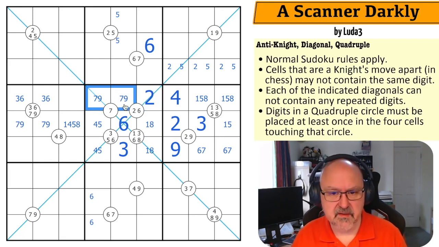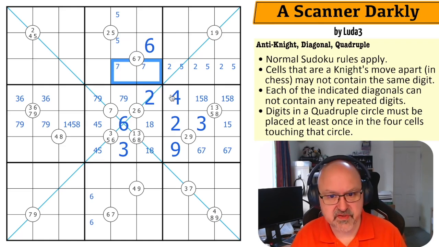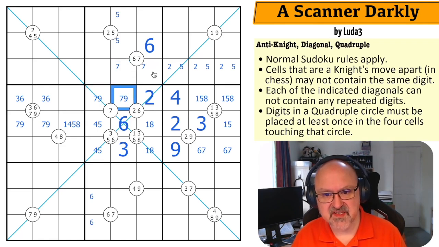Right. So 7 can't be there, because 7 was in neither of those cells. So 7 is in one of those two. If that's a 7, that's a 7. If that's a 7, that's a 7. Probably something I'm missing there.